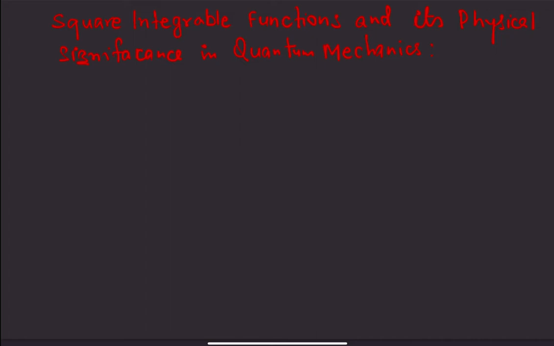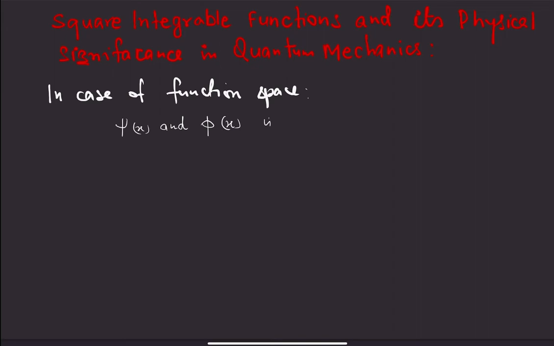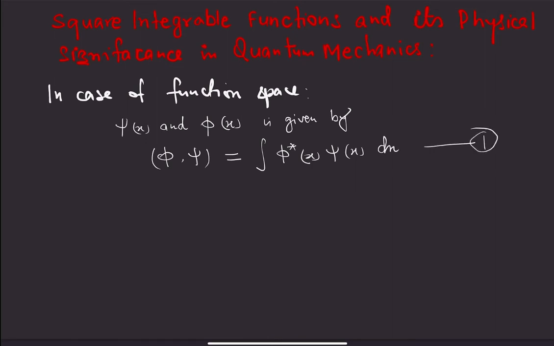In the case of function space, the scalar product of two functions psi(x) and phi(x) is given by (phi, psi) = integral of phi star(x) psi(x) dx. Suppose this is equation number 1. If this integral diverges, the scalar product does not exist.